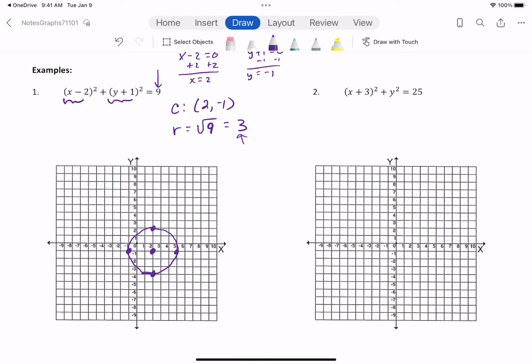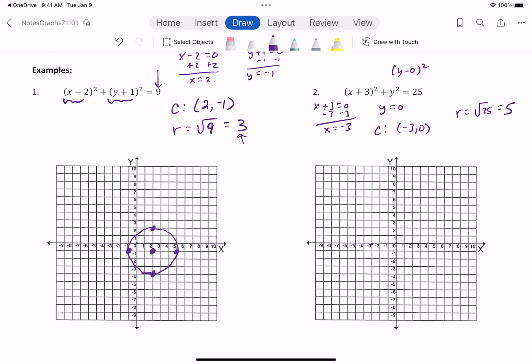So just to do one more, I've got x plus 3. I'll set that equal to 0. So I get x is negative 3. Oh, well look, we got y squared. So this is the same thing as that. If there's not a number there, it just means that there isn't a shift. So you can just say y equals 0. So my center is at negative 3, 0. My radius is the square root of 25, which is 5.